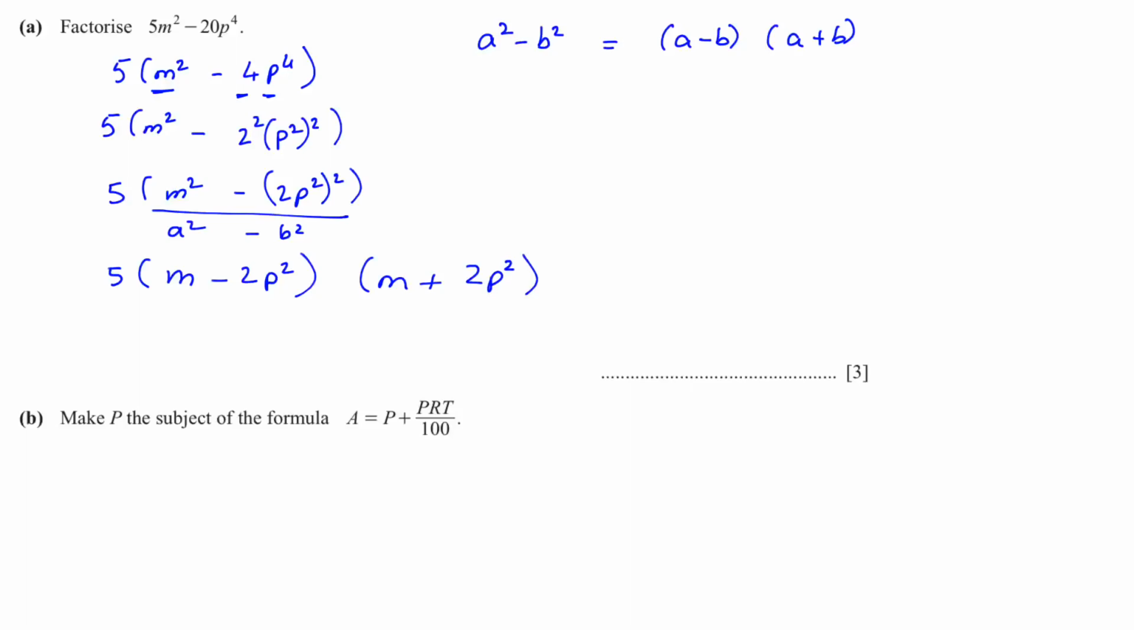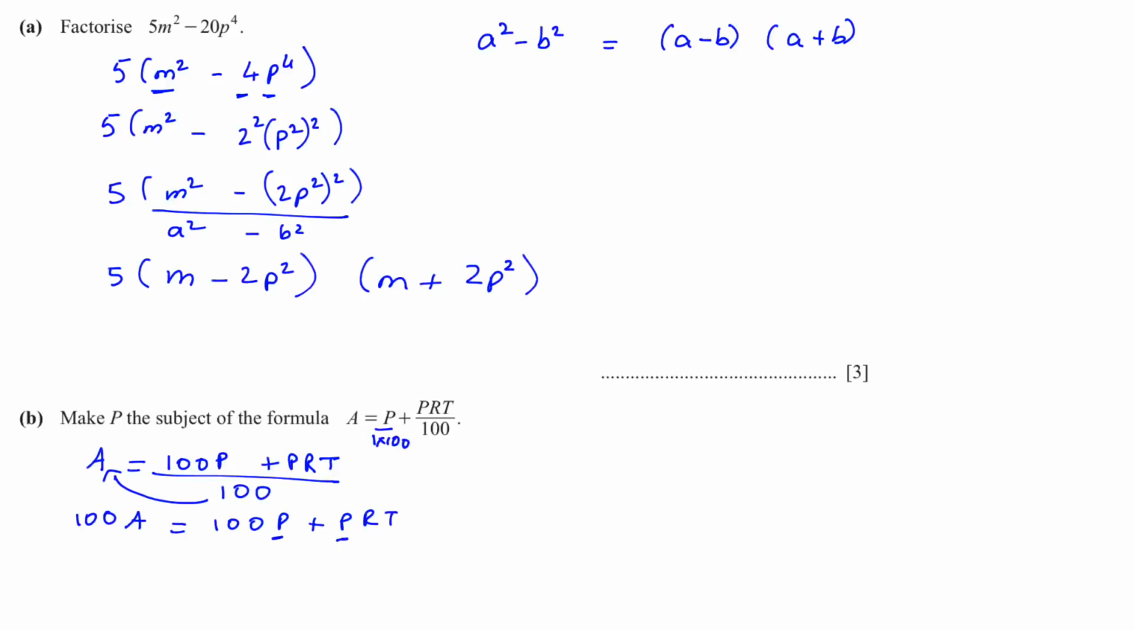Moving on to the next question. Make p the subject of the formula. When we are making the subject, let's have a common denominator. So 100, this is 1, so multiply by 100 in the denominator, and in the numerator you will get 100p plus prt over 100. This 100 will bring to the other side, it will become multiply. So 100 times a is 100a is equal to 100p plus prt. P is common, so factorize the p.